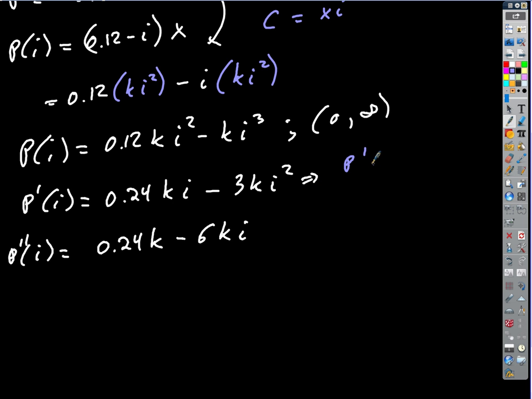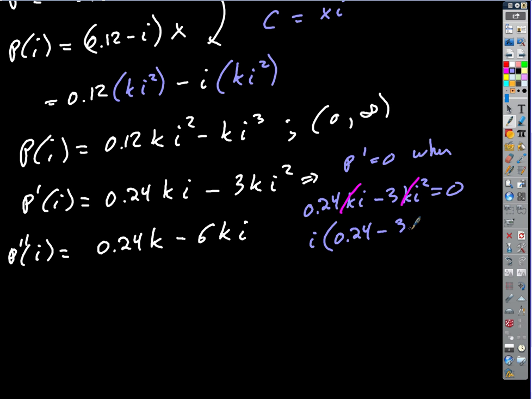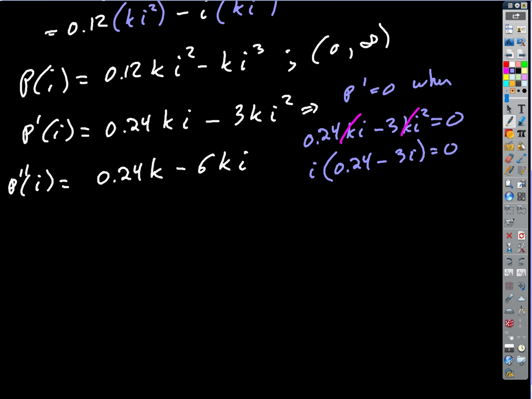And so let's figure out when P prime equals 0. P prime equals 0 when this whole thing equals 0, right? When 0.24 k I minus 3 k I squared equals 0. Well, for one thing, we could divide both sides by k, get rid of that, right? We could factor out an I. So we get I times (0.24 minus 3I) equals 0. And so we get two critical numbers. What's one of them? 0. That's probably not good though, right? That one's probably not going to pan out. How about this one? If I solve that, I'm going to get 3I equals 0.24. So if I divide by 3, I equals 0.08.